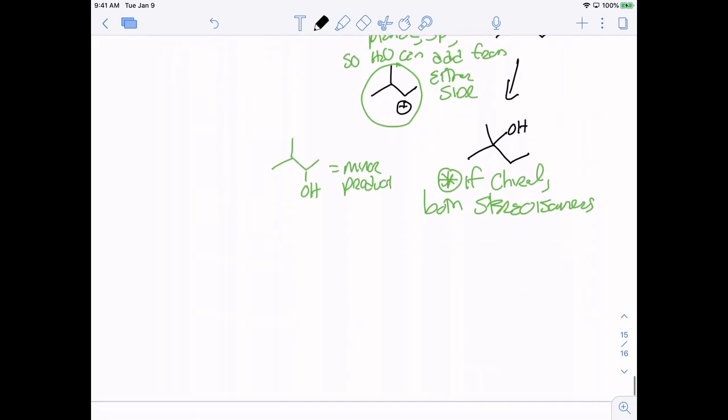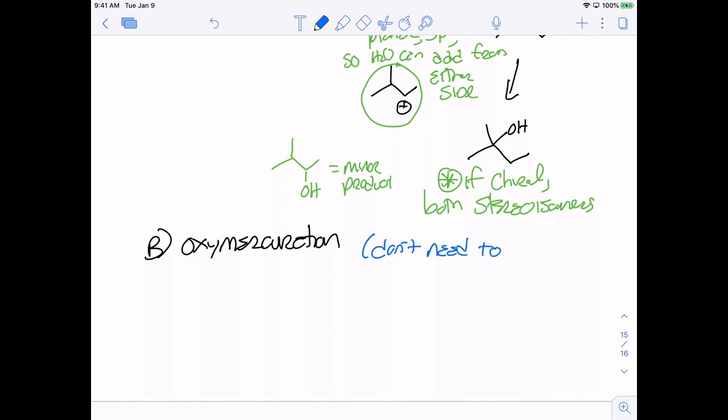So our second hydration method is called oxymercuration. And this one we're actually not going to do the mechanism for. I'm going to do part of it, but you're not going to have to reproduce it. So you don't actually need to know the mechanism for this one. I know that's a rarity. I am going to do part of it because it's easier to explain some of the stereochemistry if we do, but I'm not going to ask you to reproduce it on a test or a quiz.